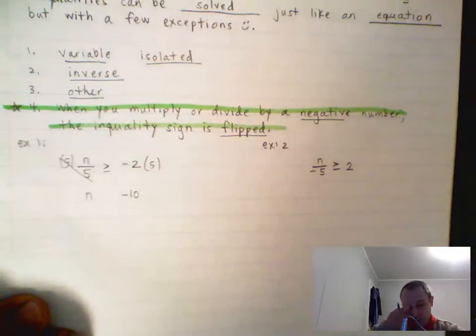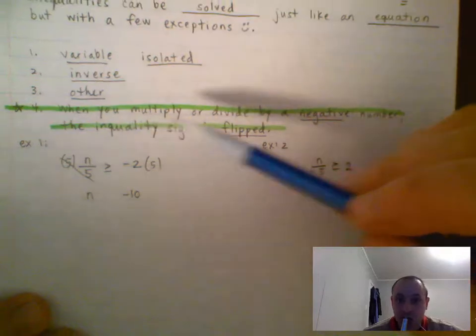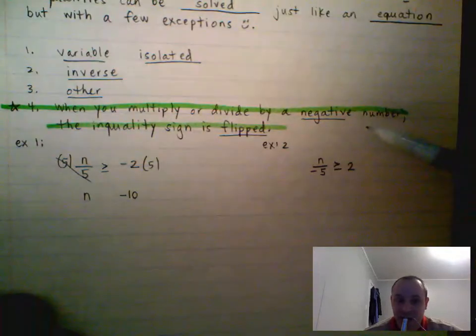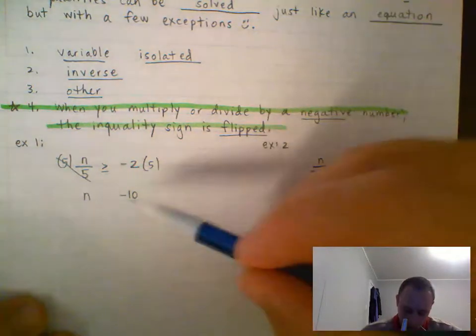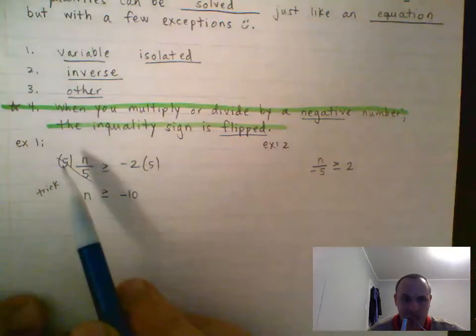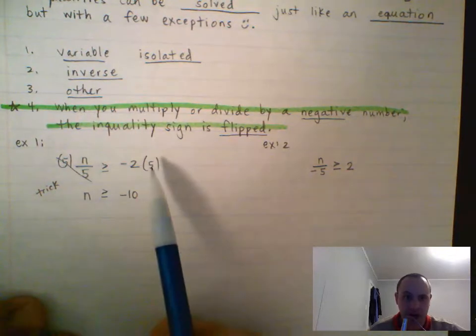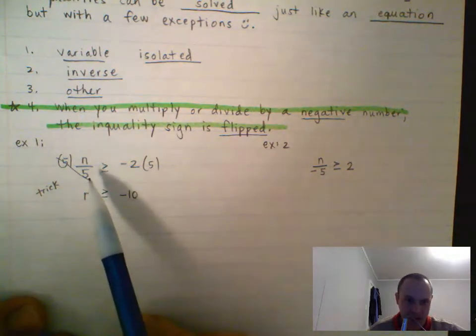Now, does the sign flip? The sign does not flip because when you multiply or divide by a negative number, we did not do that. We got a negative answer, but we did not multiply or divide by a negative number. So this is a trick. A lot of students are going to want to flip this sign because they see a negative answer, but we did not multiply or divide by a negative number. We multiplied, in this case, by a positive 5 to get rid of that divide by 5.